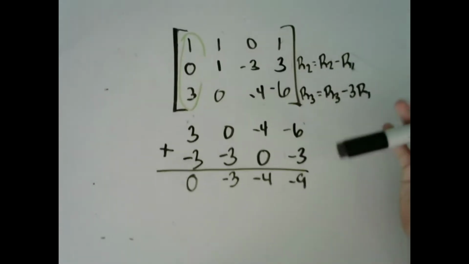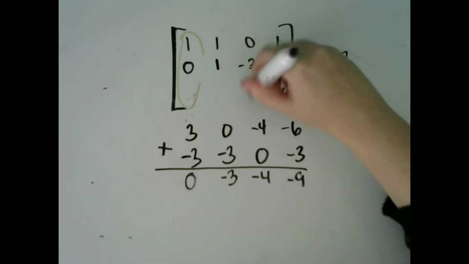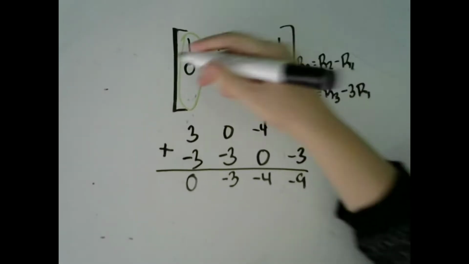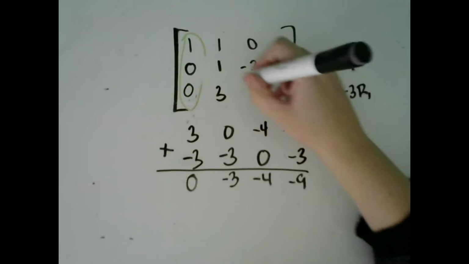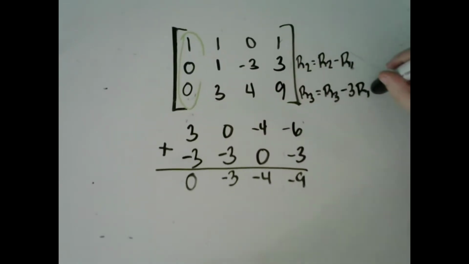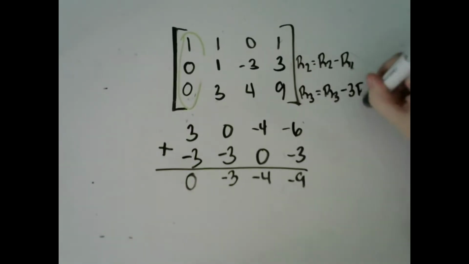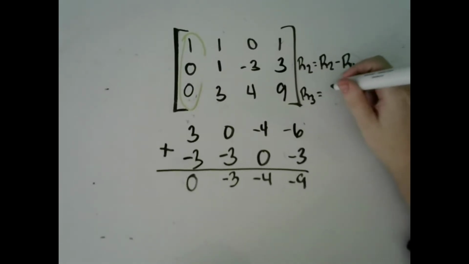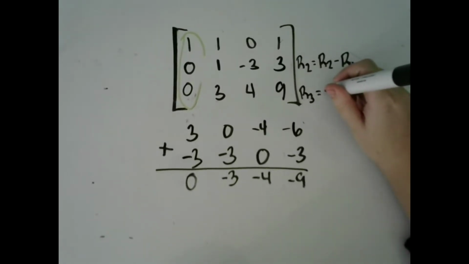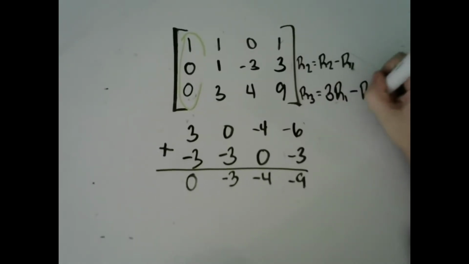When I go to copy this row down, I'm going to go ahead and change the signs so that they're all positive. And that gives me 0, 3, 4, and 9. And over here on the side, what I've basically done is switched my subtraction around so that I did 3 row 1 minus row 3.